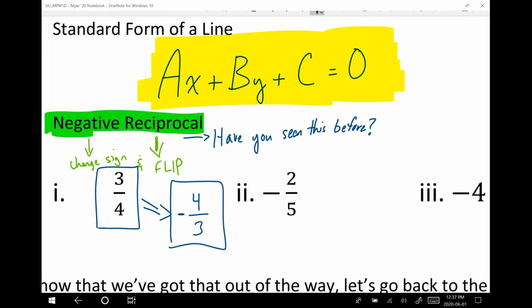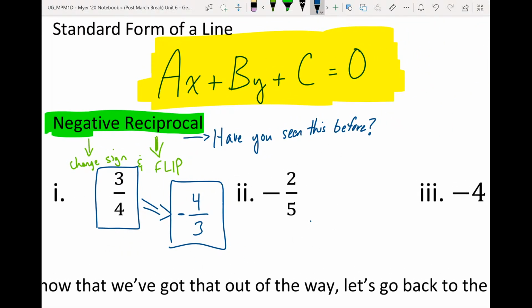All right, so here we have negative 2 over 5. So negative 2 over 5 becomes what? Would it be 5 over 2? Yep, exactly. Just 5 over 2, because the sign changed. I'm going to put the positive sign there just to show you that it changed. So we flip it and we change the sign. That's all that we're doing. So when we say negative reciprocal, that's what we're talking about.